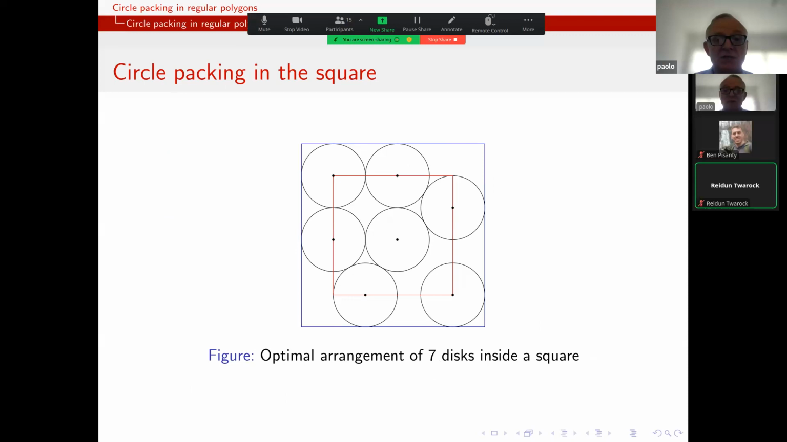This is one example of a configuration for the square. Actually, this was found much earlier. Well, you have 7 disks. You see two features. One is a red container, which is the container in which the centers of the circles can move, and the blue container, which is the physical container that contains all the disks.